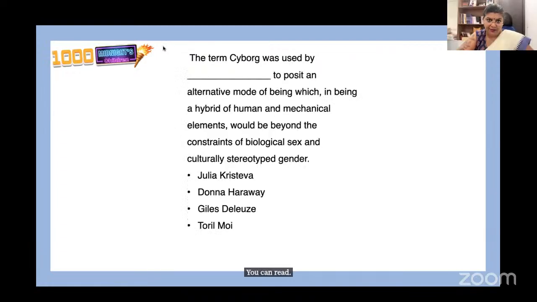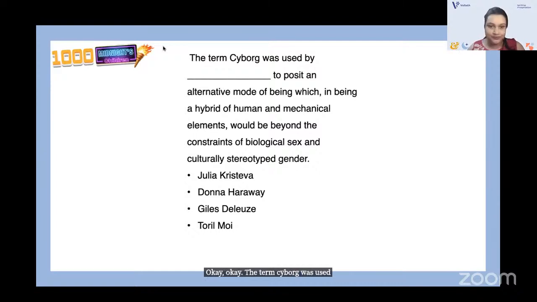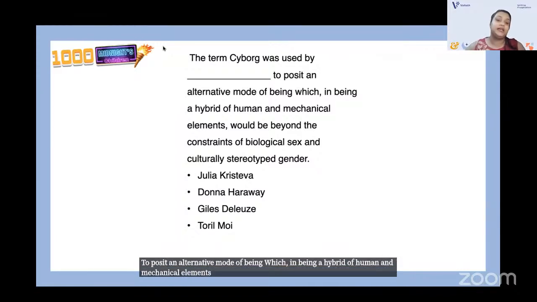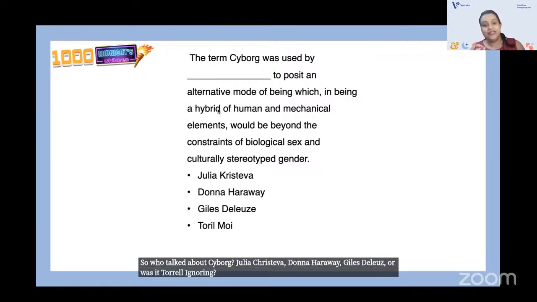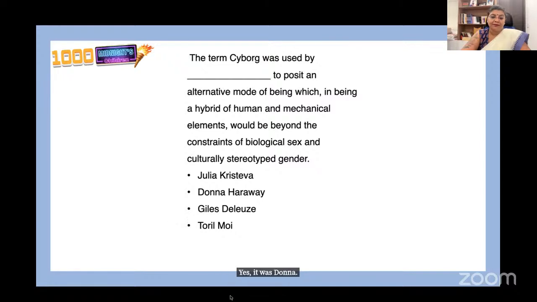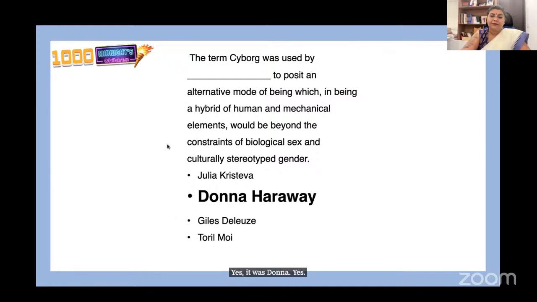The term cyborg was used to posit an alternative mode of being, which, in being a hybrid of human and mechanical elements, would be beyond the constraints of biological sex and culturally stereotyped gender. So, who talked about cyborg? Julia Kristeva, Donna Haraway, Gilles Deleuze, or Toril Moi? Yes. Donna Haraway, who talked about the term cyborg.